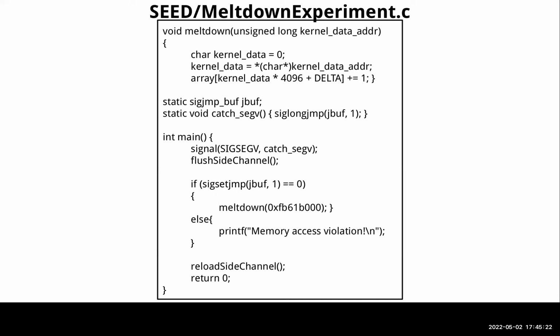Technically you are not directly forwarding the data into the cache. Look at here: you're actually using that data as an index. You have a huge array, and you bring the huge array's data into the cache using that secret as the index. And that operation itself doesn't have any memory violation. Yeah, that's basically how Meltdown works.